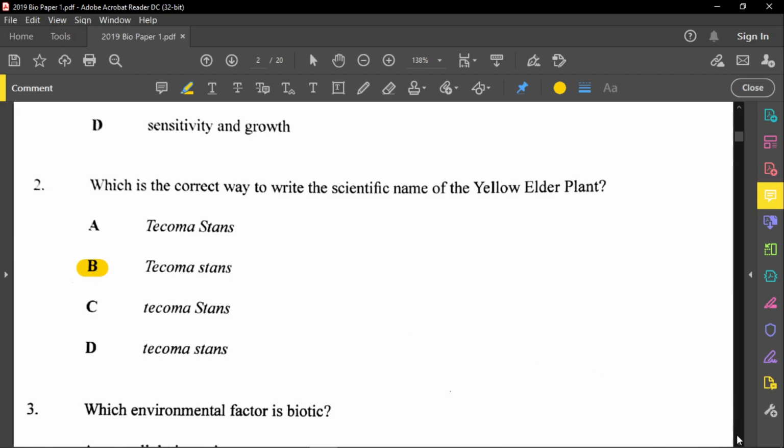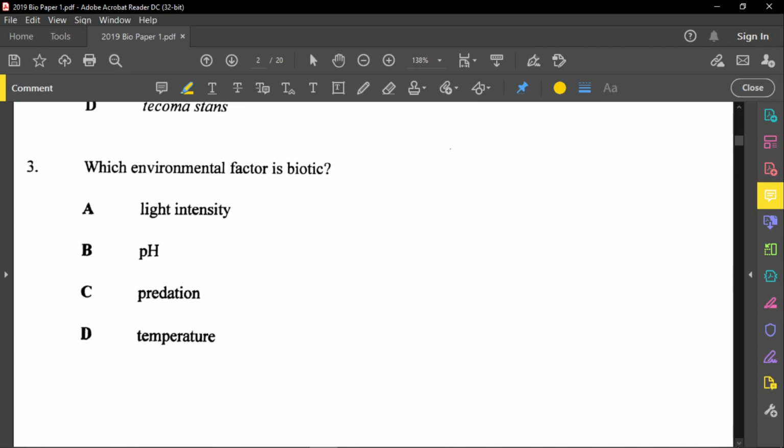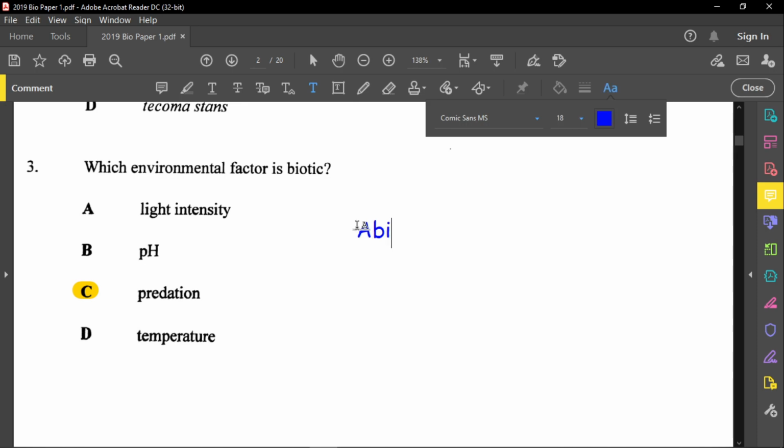All right, so let's now jump into question number 3. Question number 3 reads, which environmental factor is biotic? Biotic means living, okay? And the opposing word for that, which is non-living, is abiotic. So light intensity, pH, temperature, they are all non-living parts of the environment. So predation, representing predators, will be the living part of the environment, okay? Let me write that word for you. Abiotic is the non-living part of the environment. Okay, just please remember that.